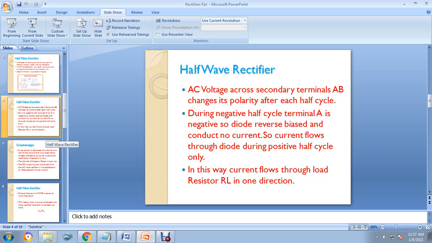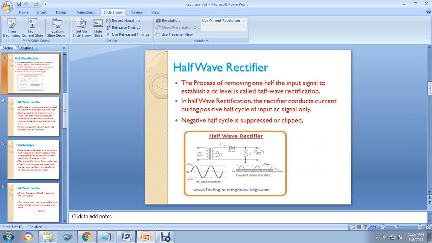Now, this circuit is so simple to design. The circuit is simple to design, and the cost is also low, since we are using only one diode, one transformer, and one load resistor. So it's simple to design and cost effective, cheaper, by using only one diode and resistor. But what happens? There are disadvantages.